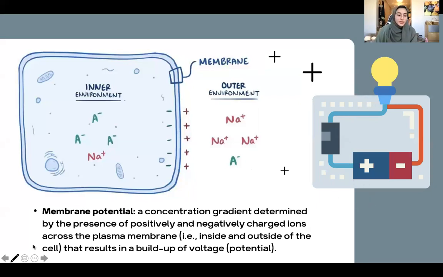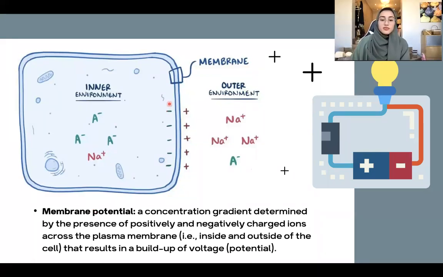Okay, so with that being said, I just want you guys to understand the concept of ionic concentrations, and you have a gradient, right? And so more negativity inside means the inside of the cell is negative, and then the outside environment is more positive, okay? And so because of this difference in charge, this is going to create a voltage or a potential, okay?